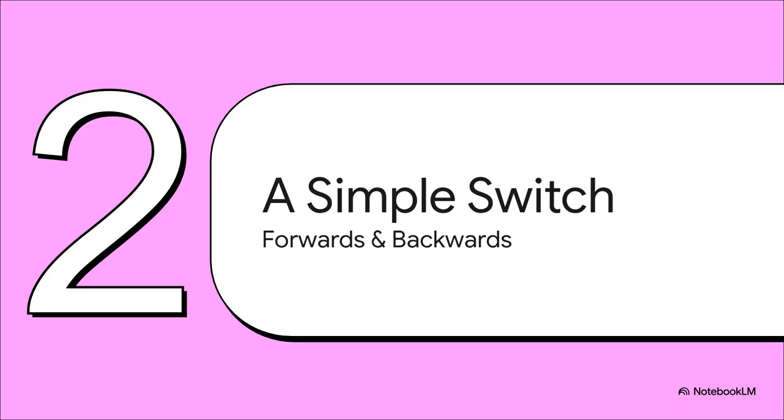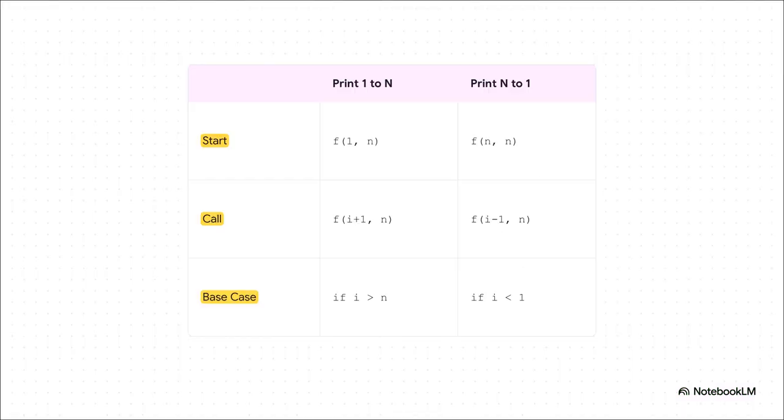Okay, so we've got the basic downward journey down. Now let's see how a tiny change can completely flip the script. Check this out. See how we control the flow? To print from 1 up to n, we start our counter at 1 and just add 1 each time. To print from n down to 1, we literally just reverse the logic. We start at n and we subtract 1 each time, with a new stop sign that tells us to quit when we get below 1. It's the same exact structure, just running in reverse. Simple, right? But what if we made it harder?